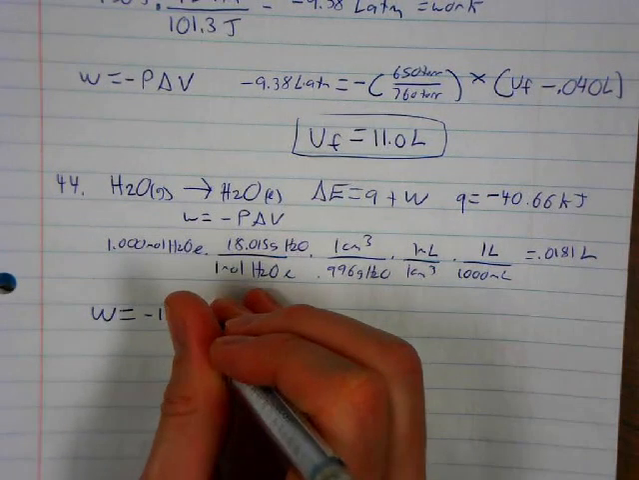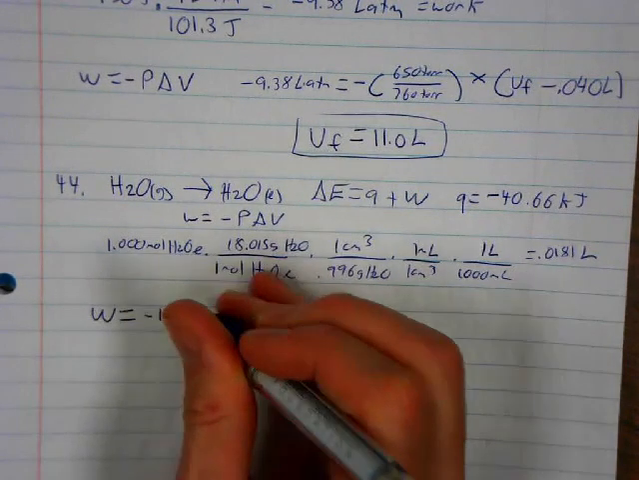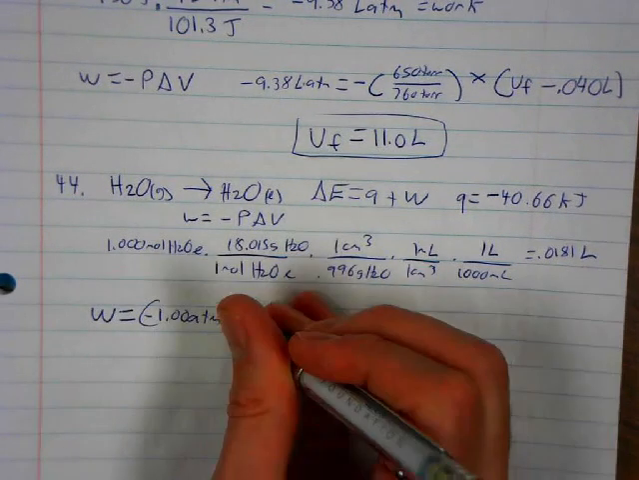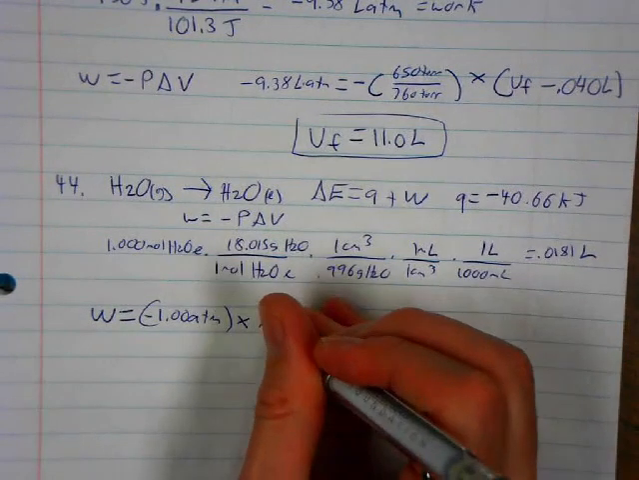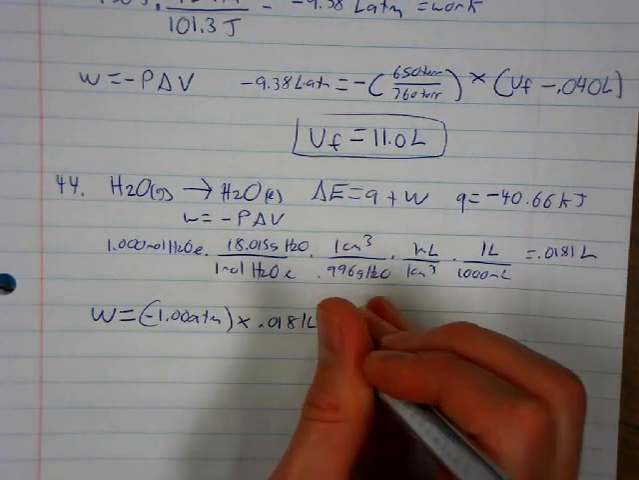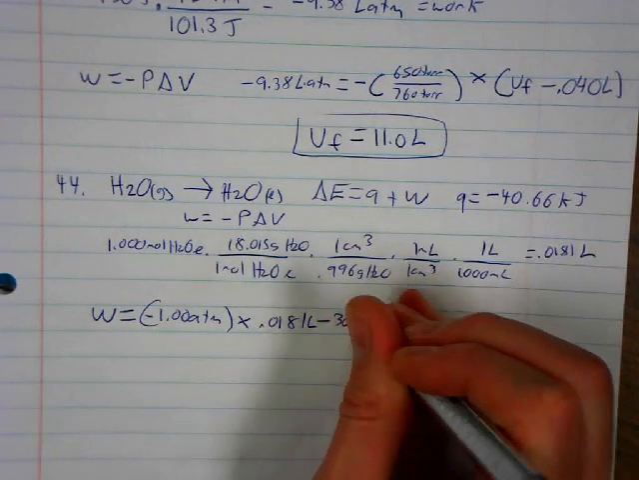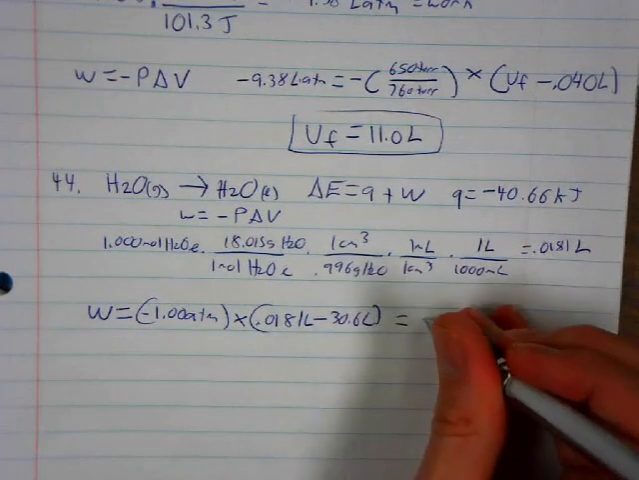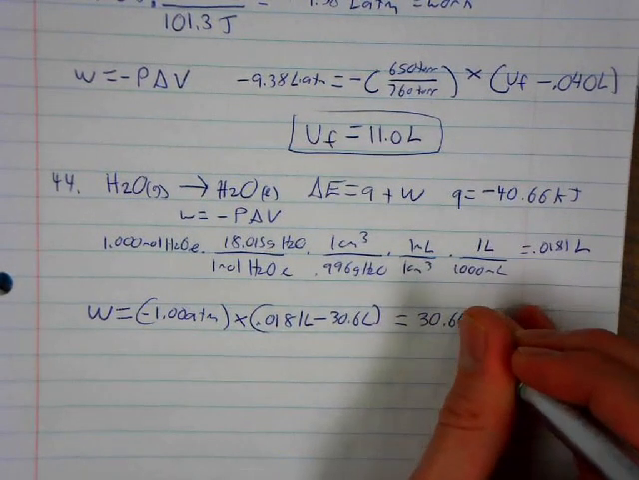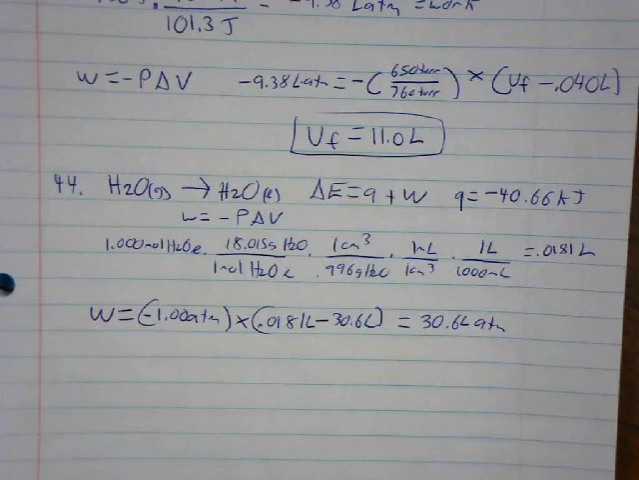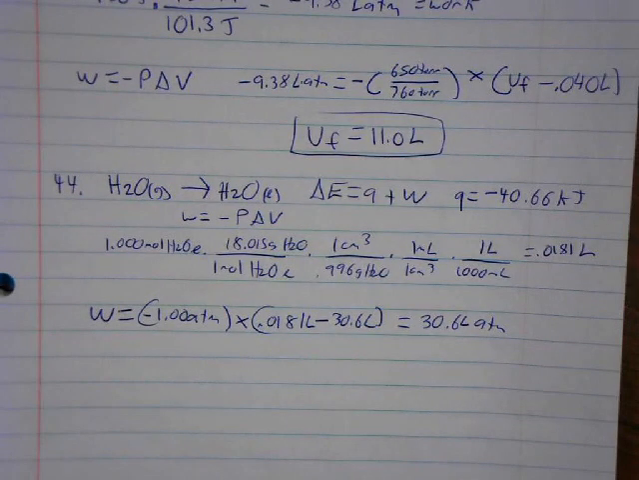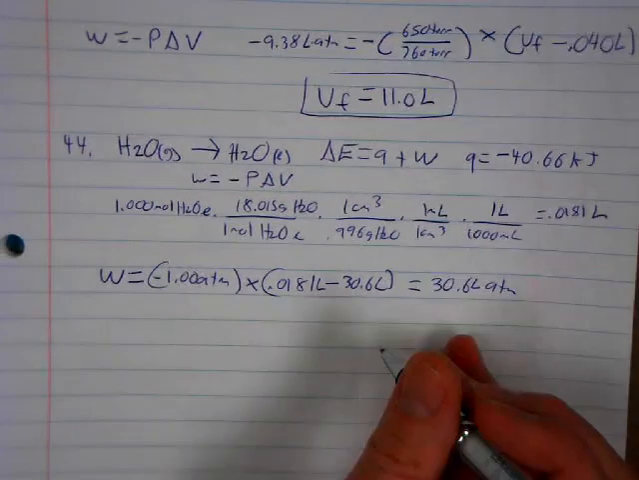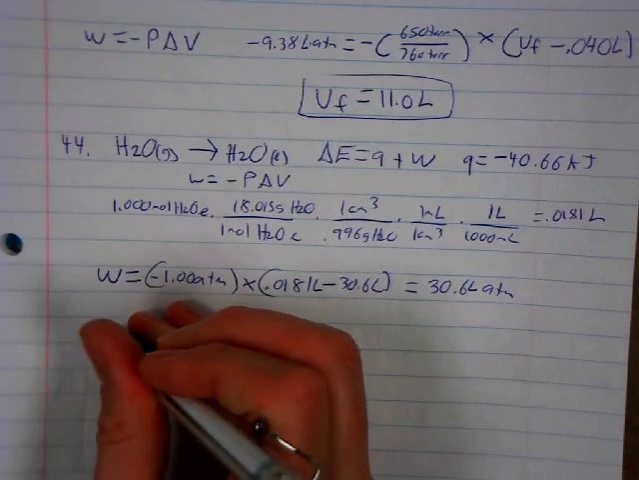So, W equals negative 1.00 atm. There's my negative P, times 0.0181 liters minus 30.6 liters, and that gives you 30.6 liter atmospheres. But I don't want 30.6 liter atmospheres. I want to know joules.